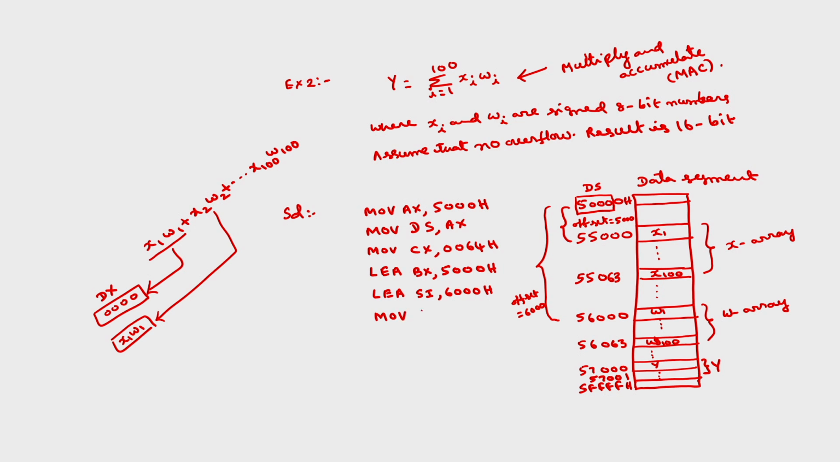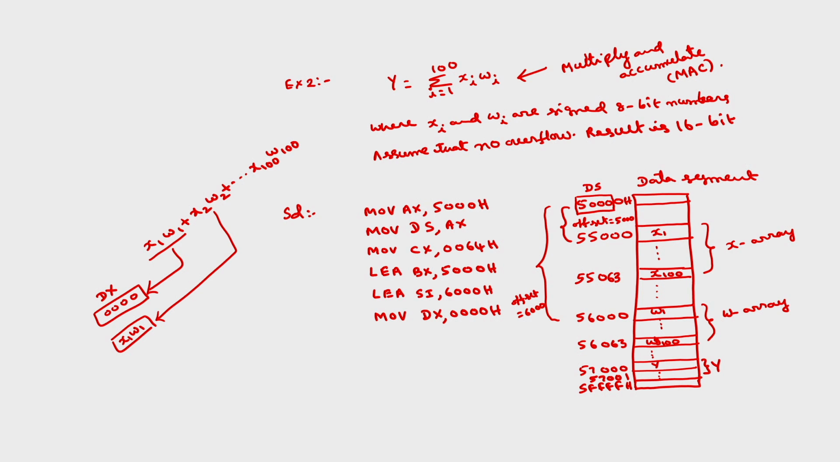Move DX comma 0000H. So, all the partial products I am going to add to the DX. Initially I am clearing the DX. So, after the first iteration I will add x1 w1. So, 0 plus x1 w1 will be x1 w1 itself. In the second iteration, the contents of DX plus x2 w2. The previous contents will be x1 w1, now x2 w2. The sum of these two, this partial product will be stored. After the 100 iterations, this DX contains the total sum that I am going to store in two consecutive locations.